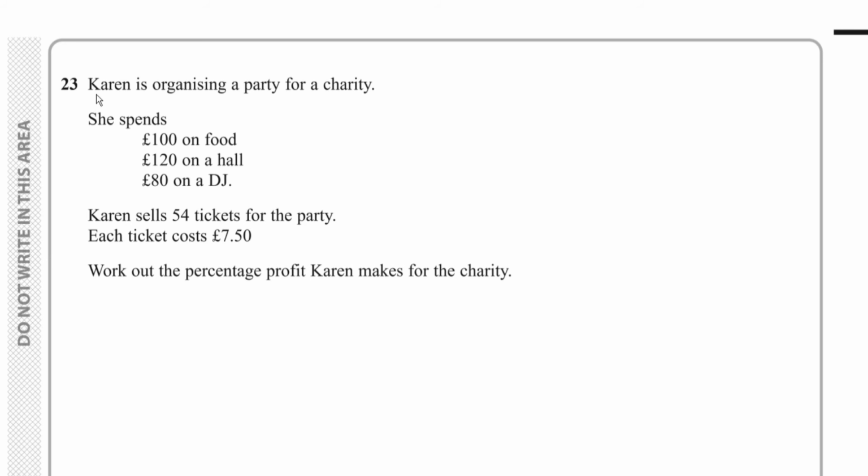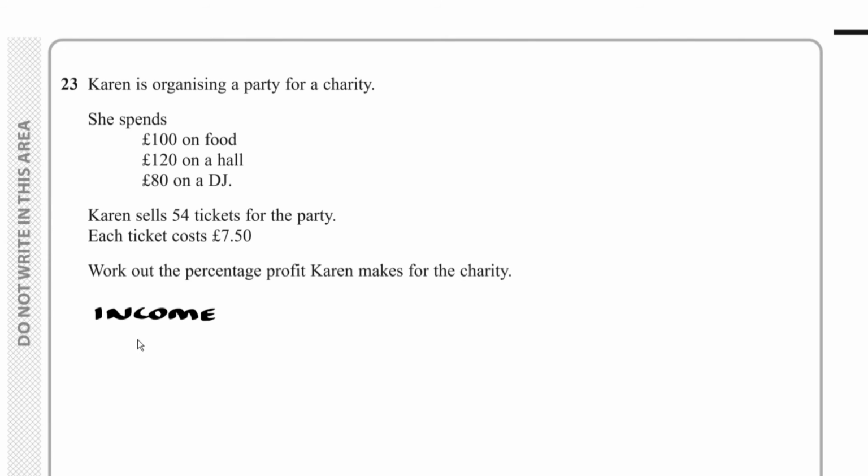Question number 23. Karen is organising a party for a charity. She spends £100 on food, £120 on a hall, £80 on a DJ. Karen sells 54 tickets for the party. Each ticket costs £7.50. We have to work out the percentage profit Karen makes for the charity.